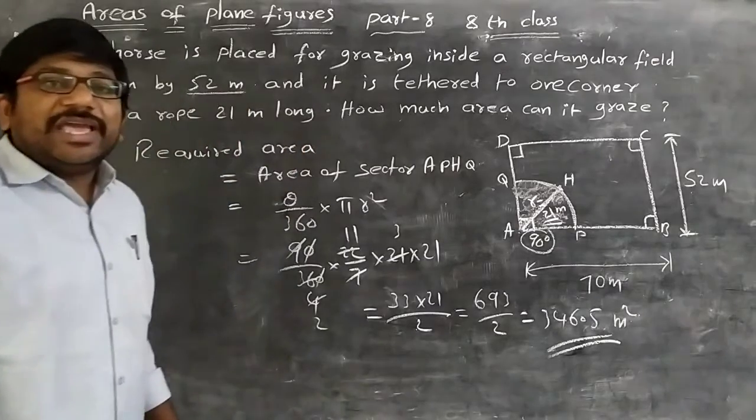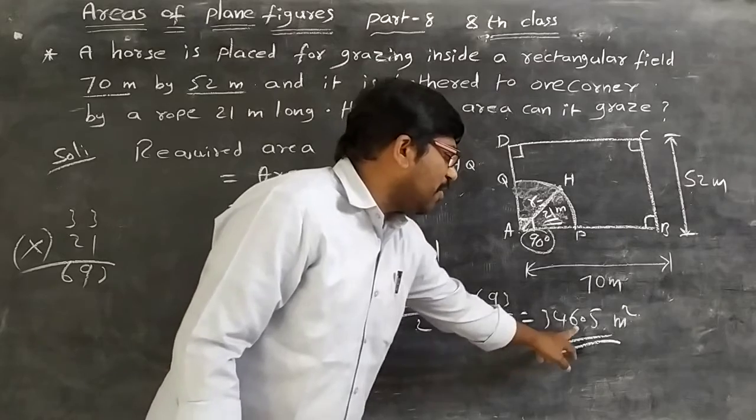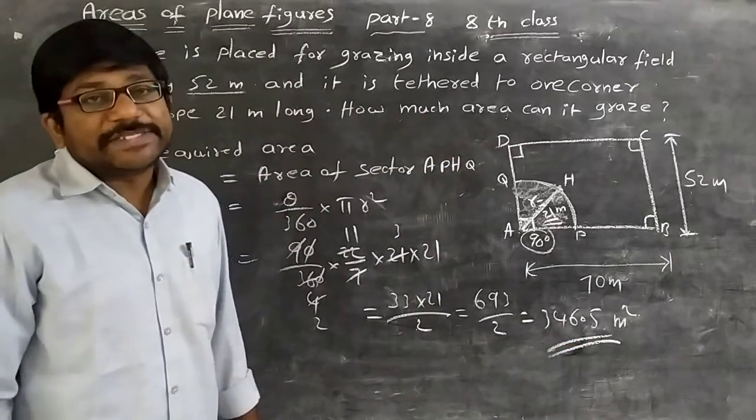See, the area grazed by the horse is 346.5 meters square, right?